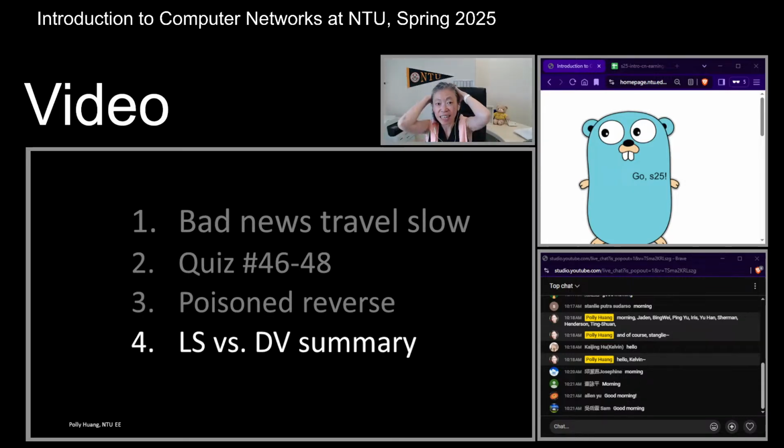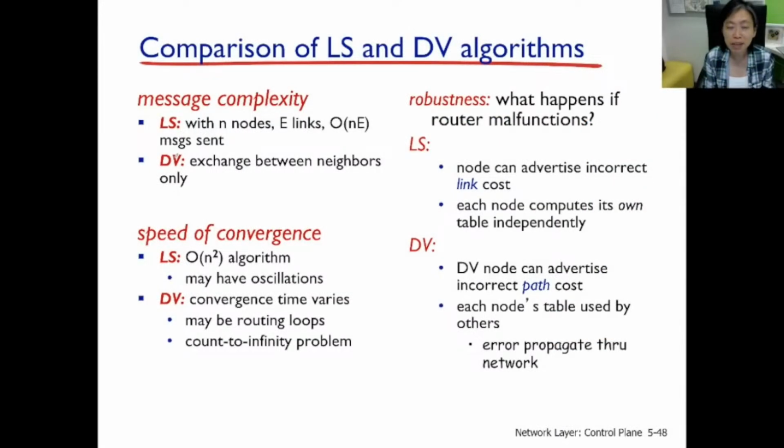Welcome back. Let's continue and summarize link state and distance vector routing. And Polly is going to take a poll at the end of the video asking you which of the two routing principles you prefer now. Now with both routing algorithms introduced, let's compare the two algorithms. LS here stands for link state. DV is the distance vector.